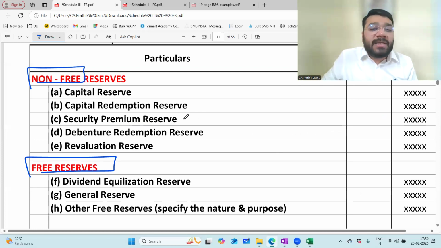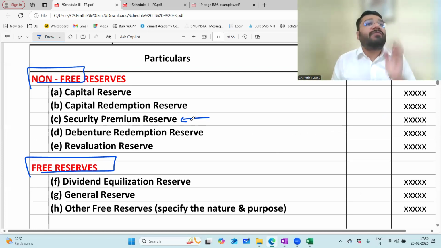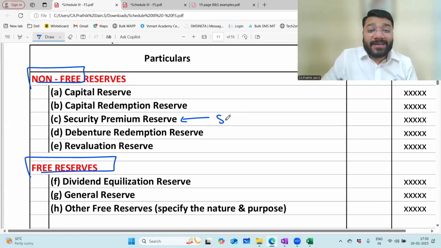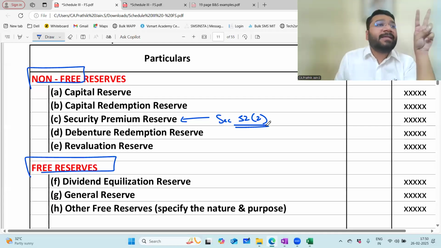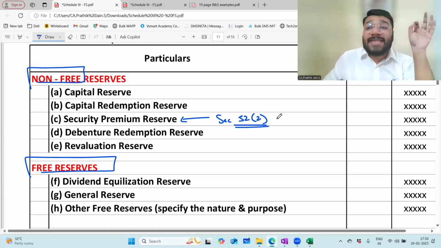Let me first talk about the securities premium reserve. This is something you are familiar with since 12th standard. Correct? There's one section that we have learned with the securities premium reserve. Section 52, subsection 2. Very good. We studied this twice, once in 12th CBSE, second in CA Foundation. It is called utilization of securities premium reserve.